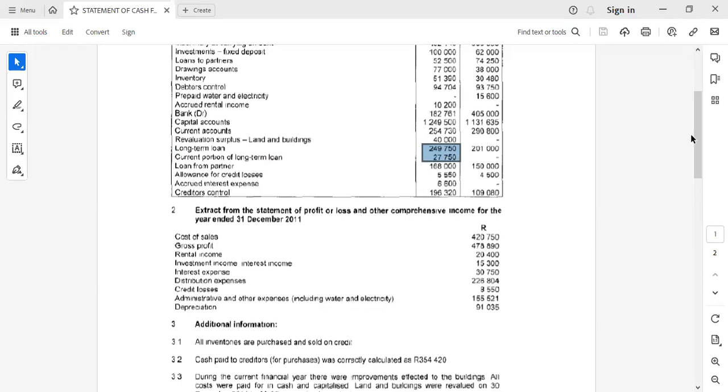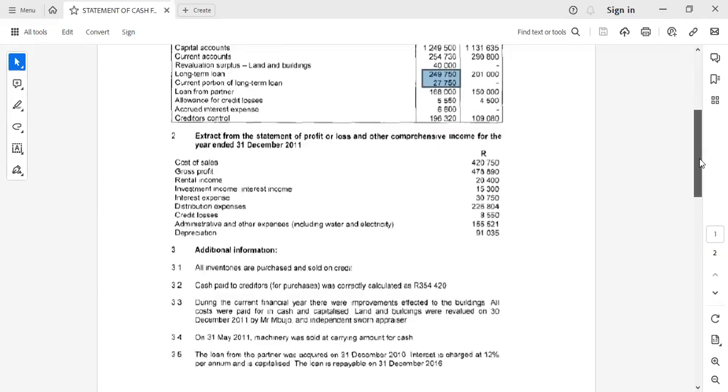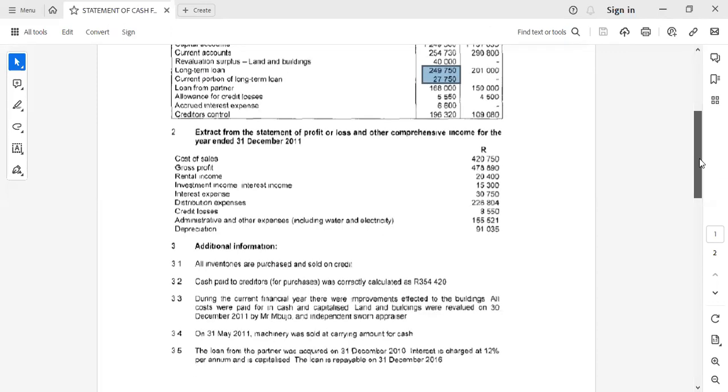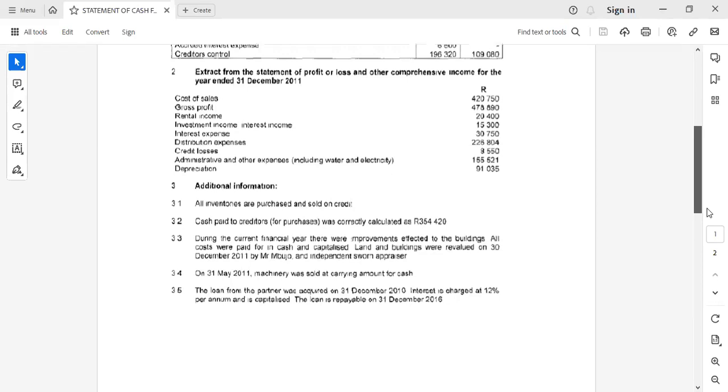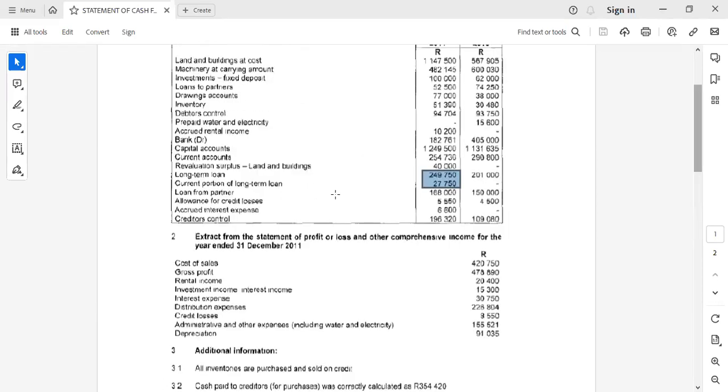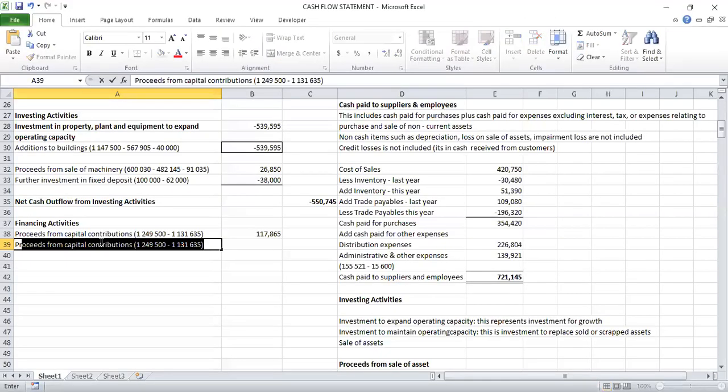Then you check if there wasn't any interest capitalized. Right here, there's nothing, so we can assume that was proceeds from loan. So we can say proceeds from long-term loan. That would be the difference between the two figures.